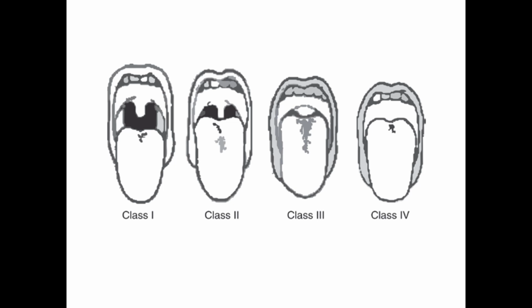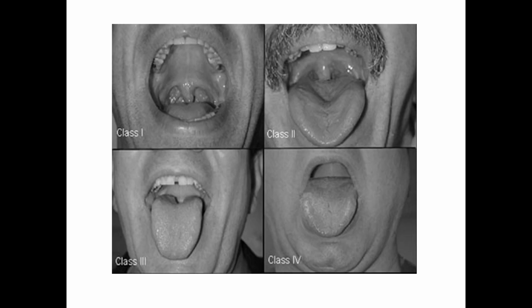And class 4, this is another picture. Again, class 1, we can see the tip of the uvula, soft palate, hard palate. Class 2, we can see the base of the uvula, soft palate, hard palate. Class 3, which is difficult intubation, we can see only the soft palate and hard palate. Class 4, which is very difficult or impossible intubation, we can see only the hard palate.